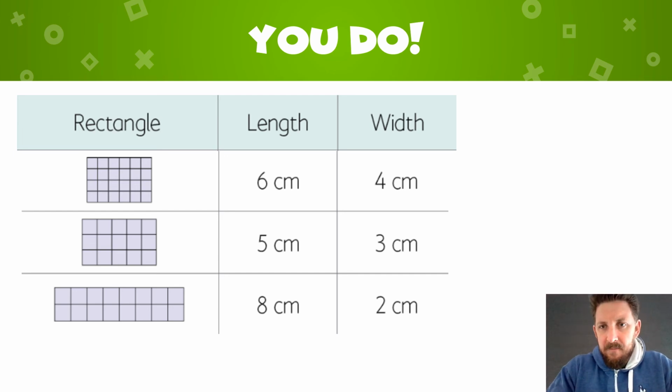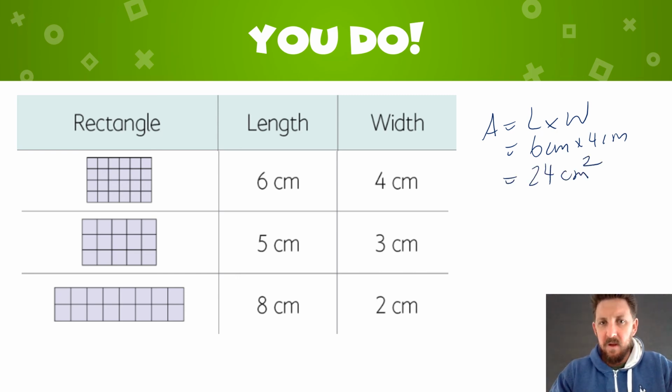All right, let's have a look now. So we're going to go area is equal to length times width. We're going to substitute 6 centimetres by 4 centimetres. 6 times 4 is 24. Put our measurement down. Don't forget our squared symbol.